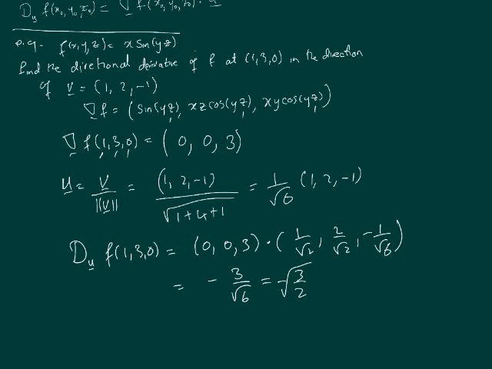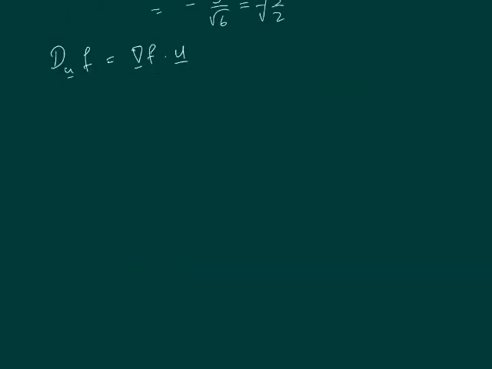So first step, calculate the gradient, which has x component, the x derivative, y component, the y derivative, and z component, the z derivative of f. Then calculate that at (1, 3, 0), the given point. Next, normalize the vector so you get a unit vector. Then you take the dot product with the gradient at the point, and that gives you your directional derivative. I hope that's clear.